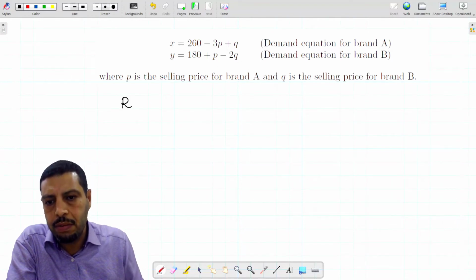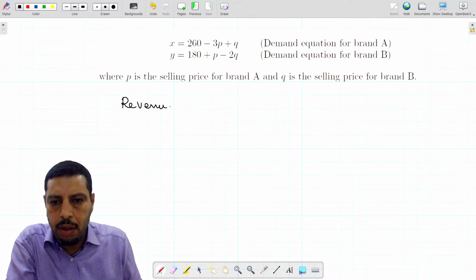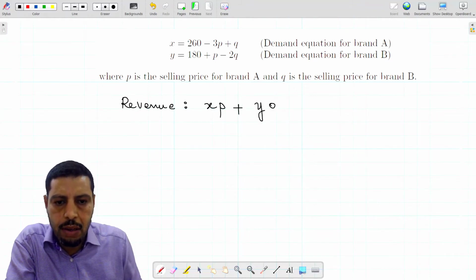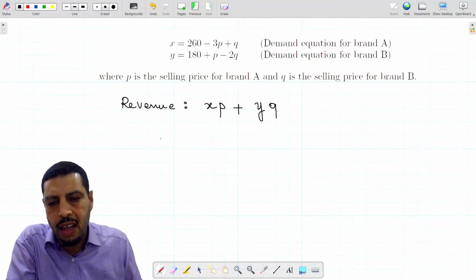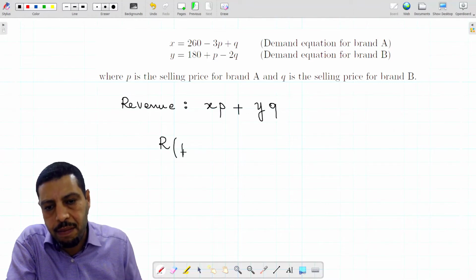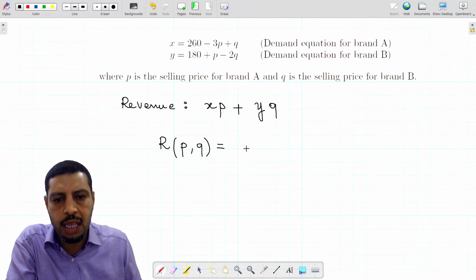Remember that the total revenue is equal to the quantity times the price for the first type of chairs and the quantity times the price for the second type of chairs. So it's the sum of the two individual revenues. Here we have X as a function of P and Q, Y as a function of P and Q. So we're going to substitute the X by its expression and the Y by its expression, and we're going to find a function of P and Q. It's not a function of X and Y, but it's a function of P and Q, because we're going to substitute the X by its expression.